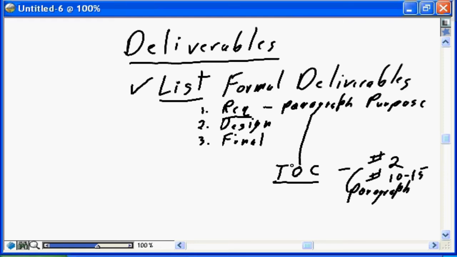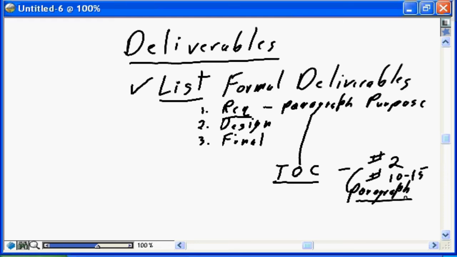Providing a table of contents provides more detail. Providing a table of contents with the number of pages is going to, again, further refine expectations. And finally, providing the table of contents with the number of pages and the description of what's going to be in it is going to do, I believe, an excellent job of managing expectations.